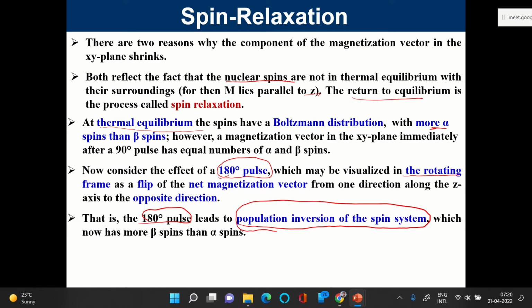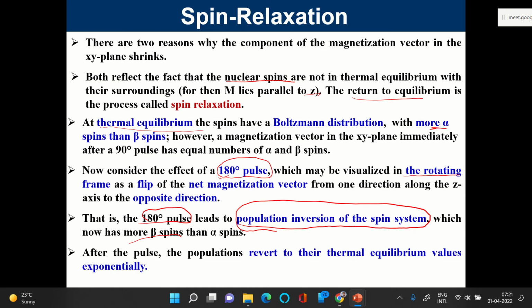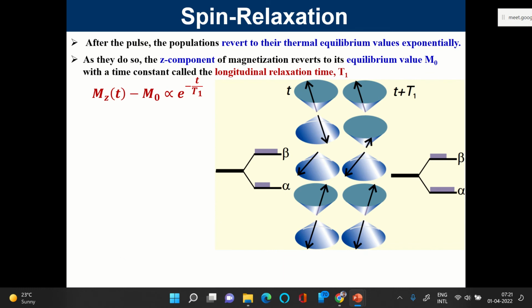So that is the 180-degree pulse. That will also mean that you have more beta spins. If a 180-degree pulse is applied, you have more beta spins than alpha spins. If you apply a 90-degree pulse, then both alpha and beta spin states are equal in population. After the pulse is gone, they will revert back to the thermal equilibrium situation, and that happens exponentially.